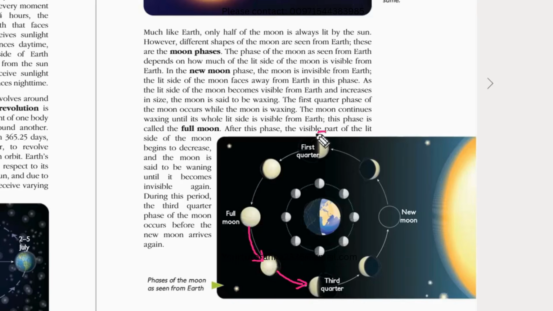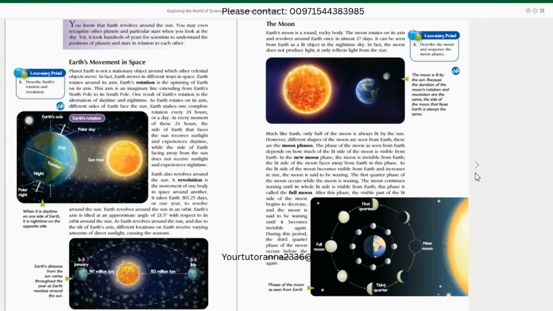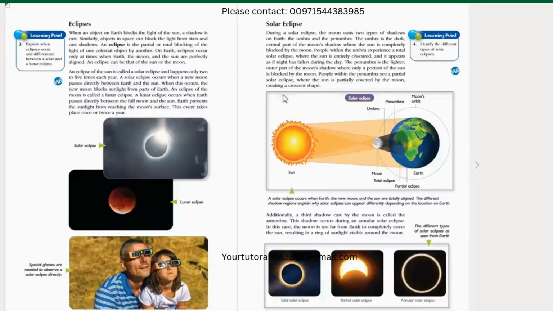Now look at this. At the first quarter, we could see this part, the right side. On the third quarter, we can see the left side. Again, it's decreasing until it becomes the new moon. So the phases are all a circle, which continues like a cycle.